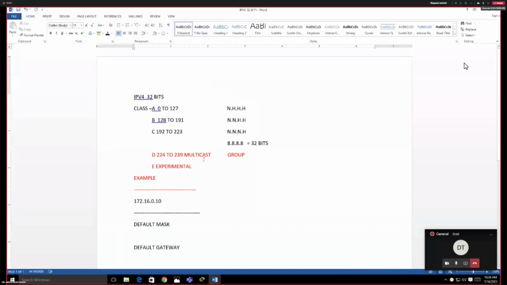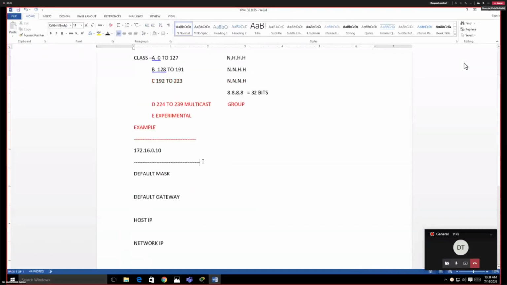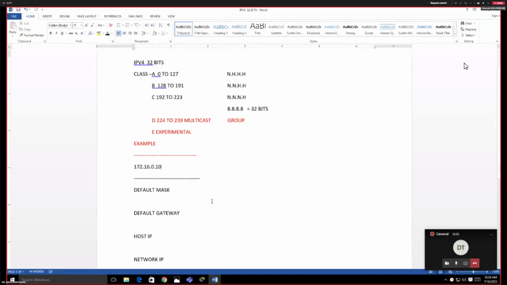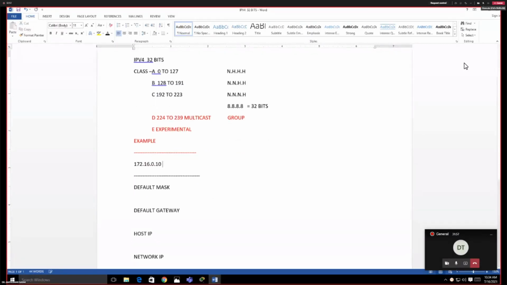Let me save the document so that later on we can use it for designing practical number 1. So 172.16.0.10 is the IP address given to you. This IP address belongs to which class? Class B. Okay.